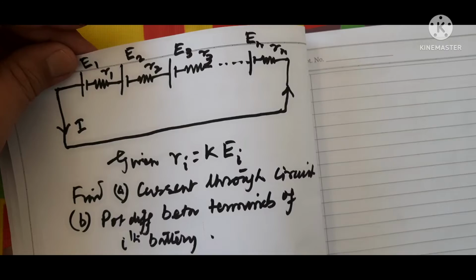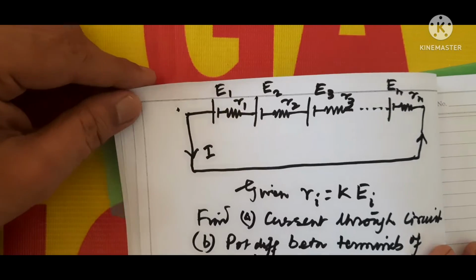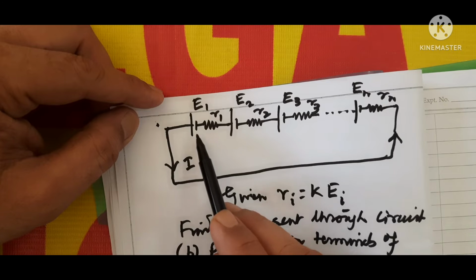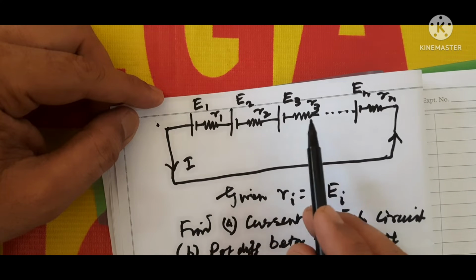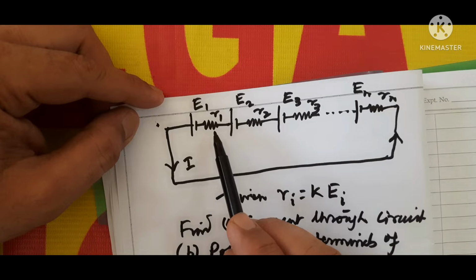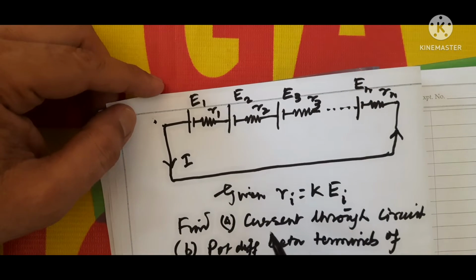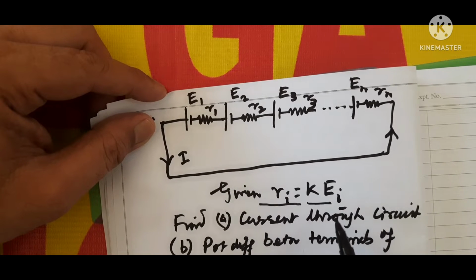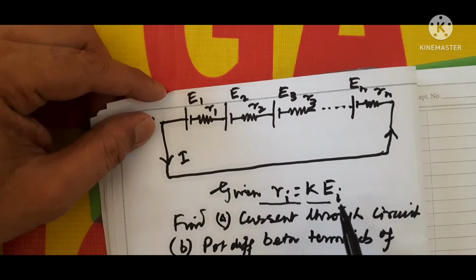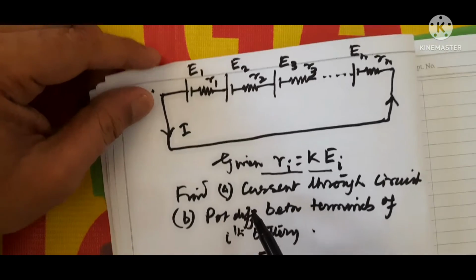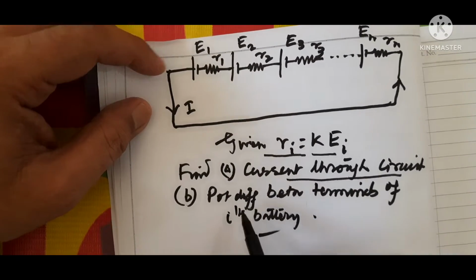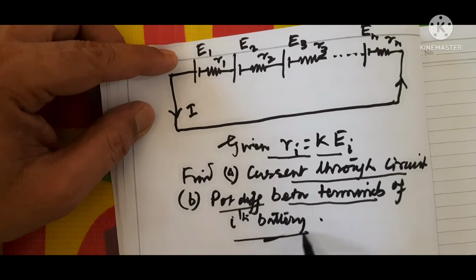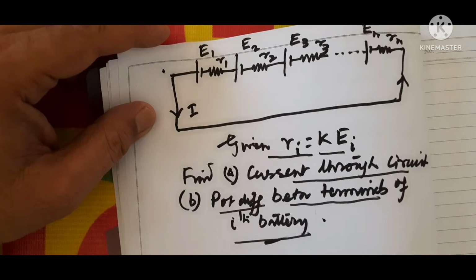Now another question, very important question. This is a diagram given. See the diagram properly. EMF E1, E2, E3 dot dot dot En. Internal resistance R1, R2, R3 dot dot dot Rn. Here it is given Ri, the ith internal resistance of the battery, is equal to K into Ei. You have to find, A, the current through the circuit. B, the potential difference between the terminals of the ith battery. These two things we have to find out.